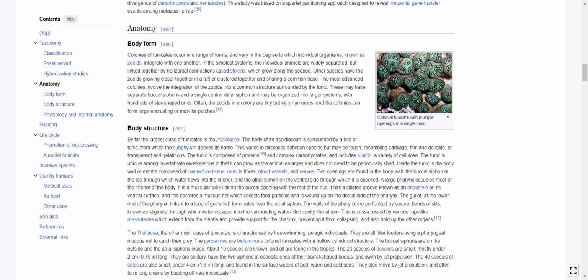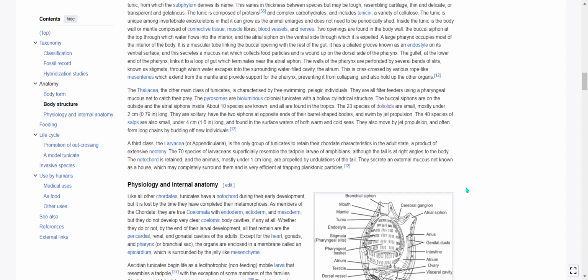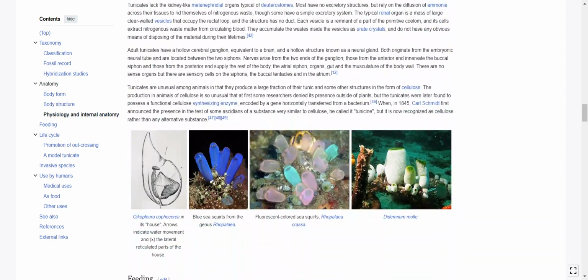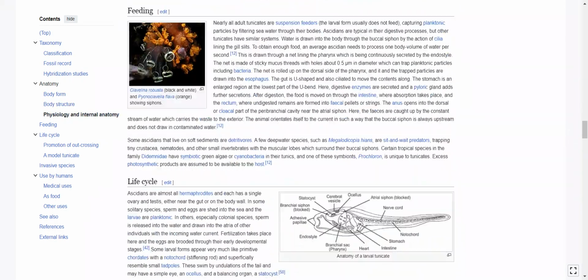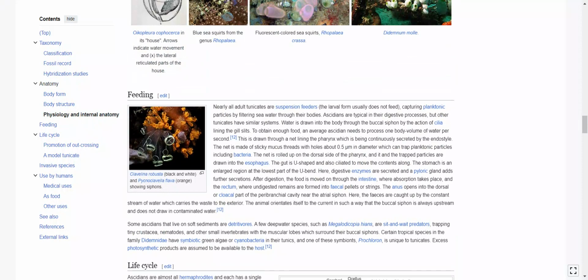The anatomy, I'll just read the first paragraph of this anatomy. Body form. Colonies of tunicates occur in a range of forms and vary in the degree to which individual organisms, known as zooids, integrate with one another. Now, this is also going to be too complicated for me. Not doing it. Feeding, sure.